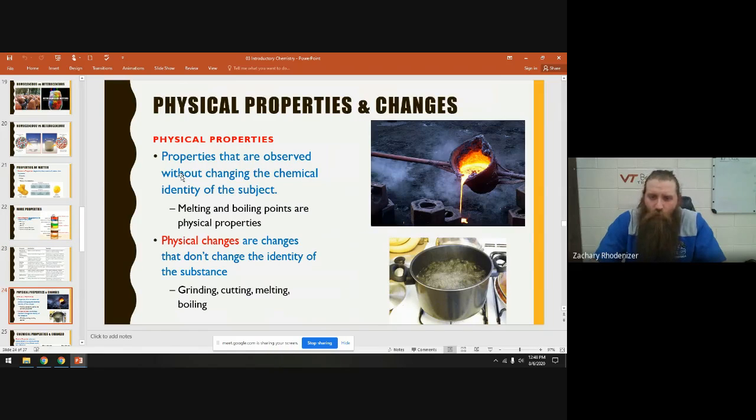The reason we want to look at those properties is we want to be able to differentiate between a physical property and a physical change, and a chemical property or a chemical change. So physical properties, you can observe those without changing the chemical identity of the substance. So melting and boiling points are physical properties. When you boil water, you make steam, but the chemical formula for water is H2O. The chemical formula for steam is H2O. Steam is still water. So you can find the boiling point without changing the chemical identity. It's still water. Physical changes are changes that don't change the chemical identity.